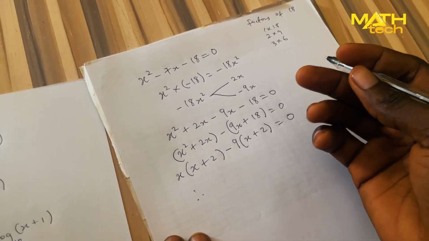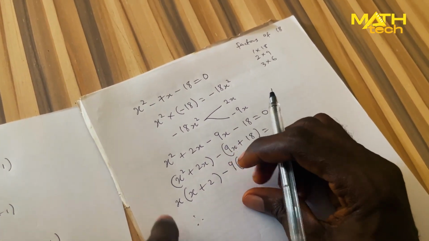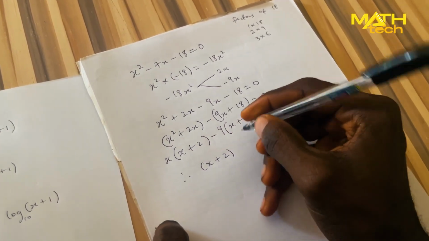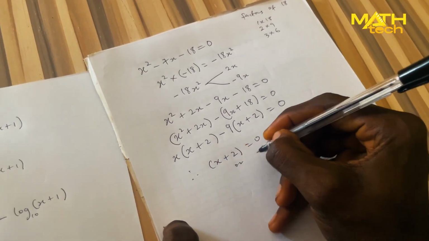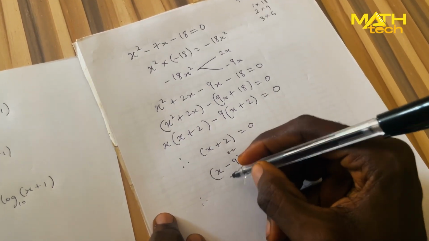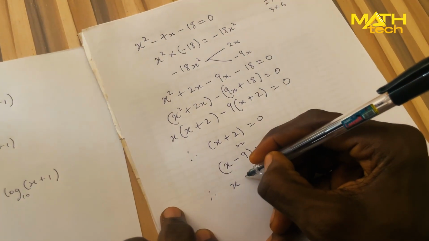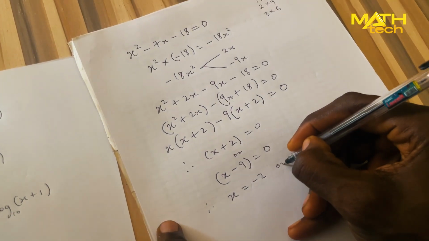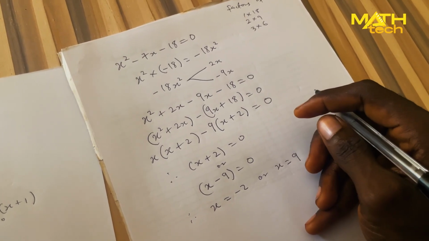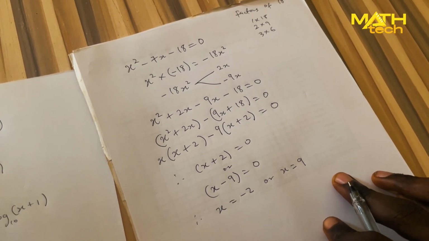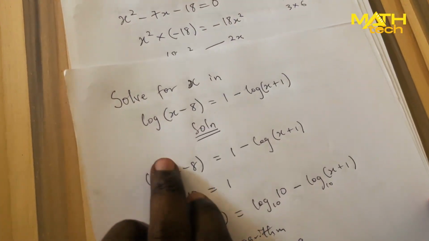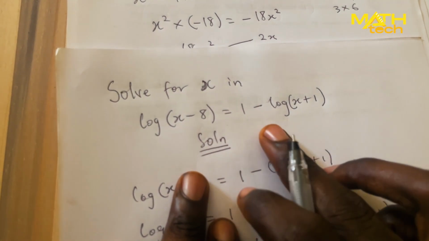So therefore, you already know our rule for quadratic equations. We have solved this over time. Pick the first bracket and pick the two factors. So picking the first bracket, we'll have x plus 2 equal to 0, or x minus 9 equal to 0. So therefore, the value of x will be x equal to minus 2, or x equal to plus 9. And this is the value of x, minus 2 and plus 9, for this logarithmic equation, log x minus 8 equal to 1 minus log x plus 1.